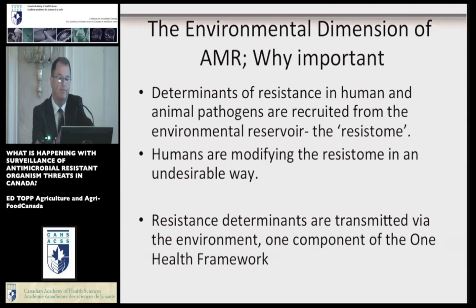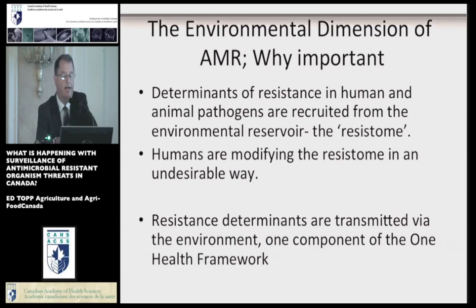So determinants of resistance that end up in human or animal pathogens are recruited from that environmental reservoir, if you will. We think that humans are modifying that environmental reservoir in an undesirable way by increasing the abundance of antibiotic resistance genes, by increasing the mobility of those genes, by increasing the suite of antibiotics that resistance can be found within that reservoir. So that's one thing, the so-called resistome.